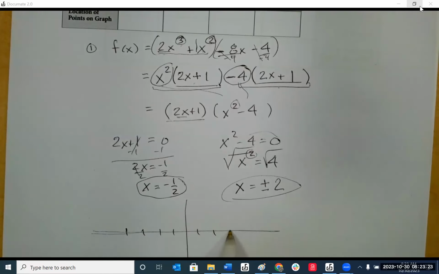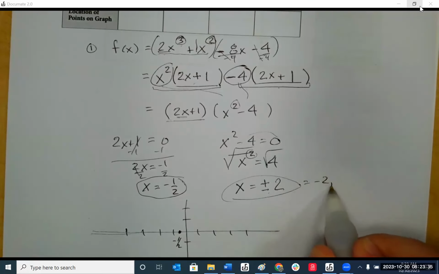Plot them on a number line. So -1/2. Remember, this one is -2 and +2.